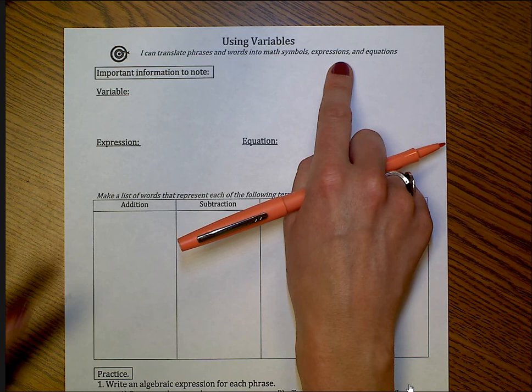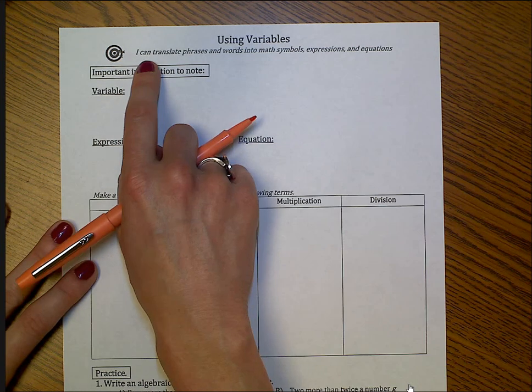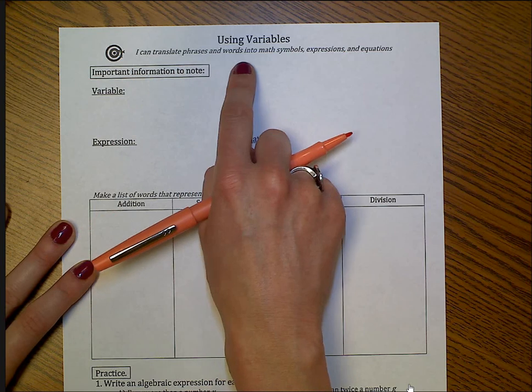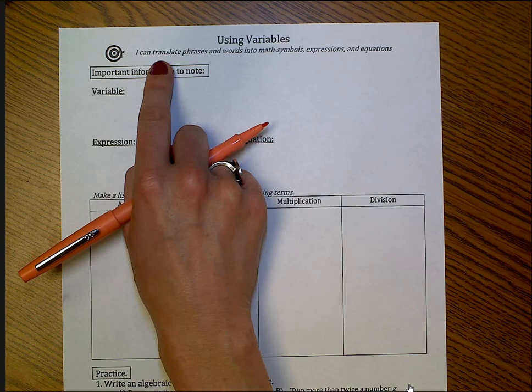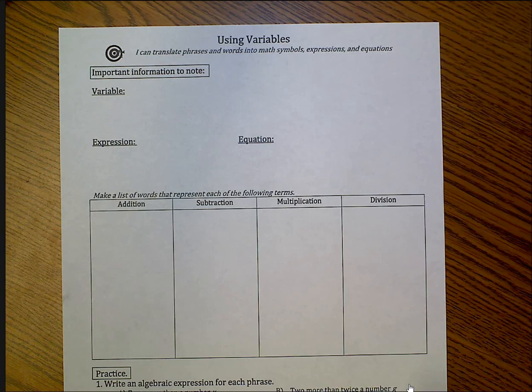For this variable lesson, I expect that you should be able to translate phrases and words into math symbols, expressions, and equations. The word translate here hits this right on the head for me. I see math as its own foreign language. No, it's not the same as Spanish and French, but it is its own foreign language in the sense that there are words that represent math symbols and there are phrases that I can give you that represent an equation. So being able to translate between the English words and the math is a big part of Algebra 1.